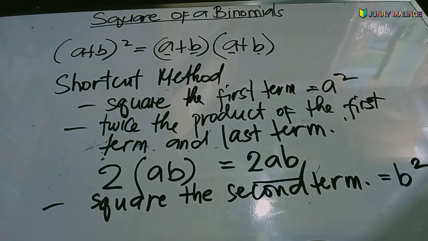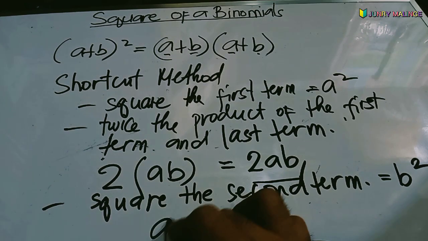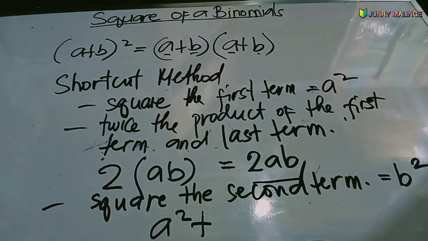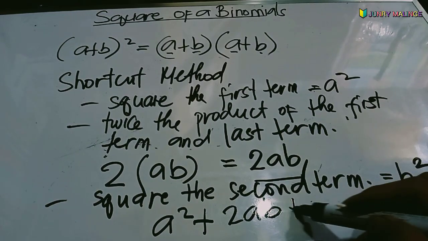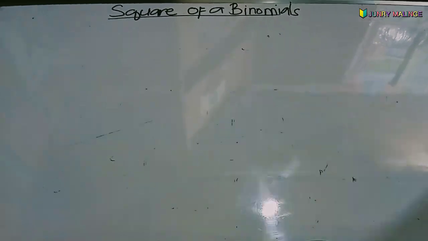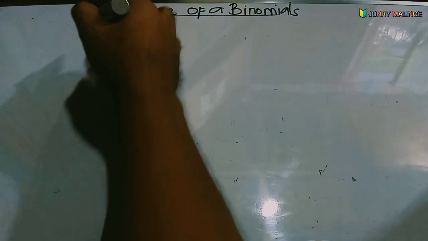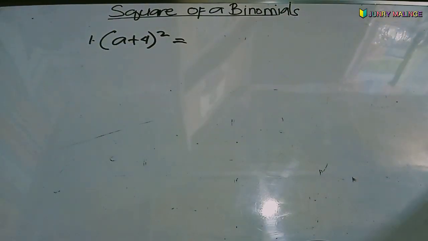So now our answer, that would be A squared plus 2AB plus B squared. Para mas lalong maintindihan ninyo, magbibigay ako ng mga halimbawa, or ito ay gagamitin natin sa shortcut method. So halimbawa guys, tulad nito, number 1, mayroon tayong quantity of A plus 4 raised to the power of 2. So first is we're going to square the first term.